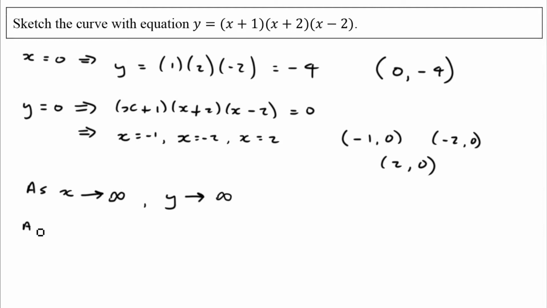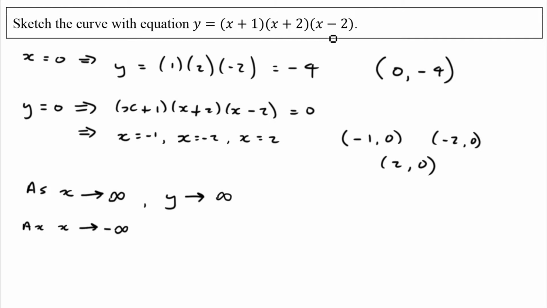What happens as x tends to negative infinity, as it gets smaller and smaller, going down the number line in the opposite direction? Well, in that case, x plus 1 will be a very large negative number, x plus 2 will be a very large negative number, x minus 2 will be a very large negative number.